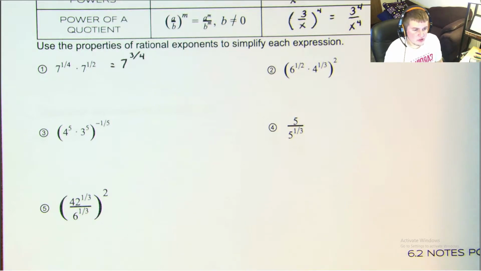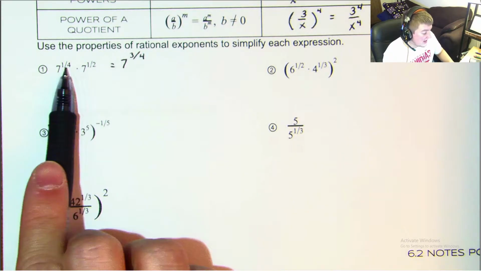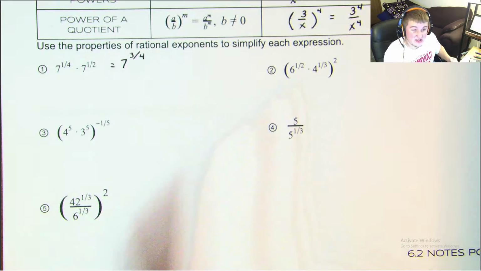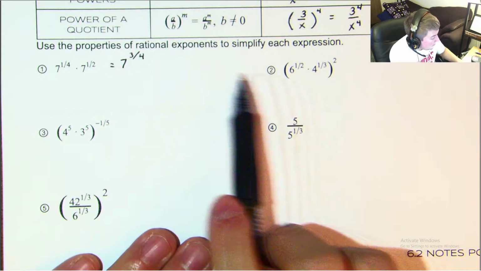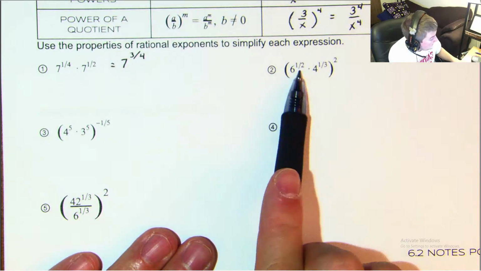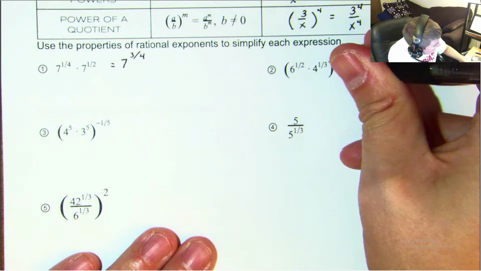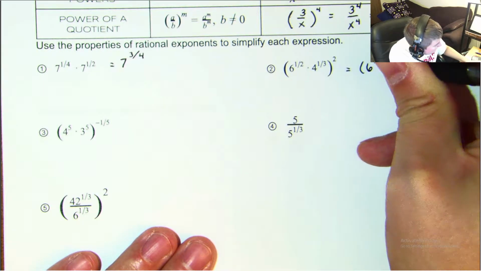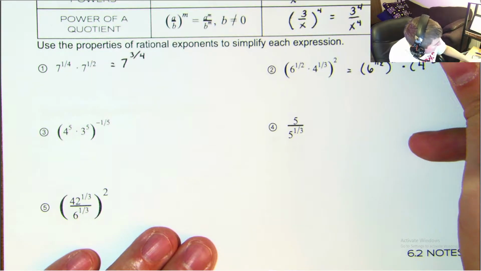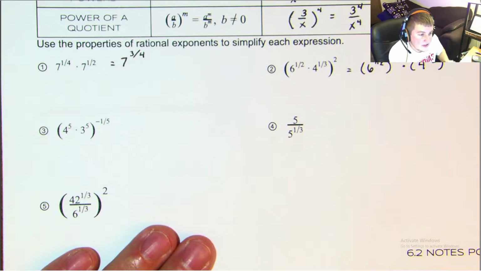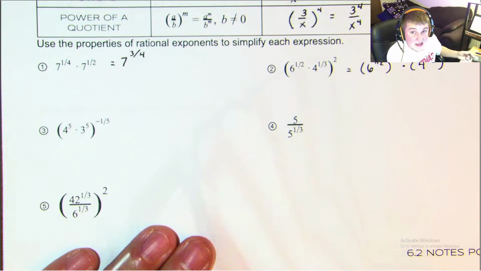Okay, number 2. I have 6 to the 1/2 power, and I'm multiplying it by 4 to the 1/3 power. Now, unlike the previous example where I could just add the exponents and combine them, I could not do that here because the bases are different. So what I can do is take each of these squared. Since this is a power of a product, even though there are 2 different bases, the whole thing is being squared. So I am going to get 6 to the 1/2 power raised to the second power, multiplied by 4 to the 1/3 power, also raised to the second power. Essentially, each term inside the parentheses is going to get that second power.